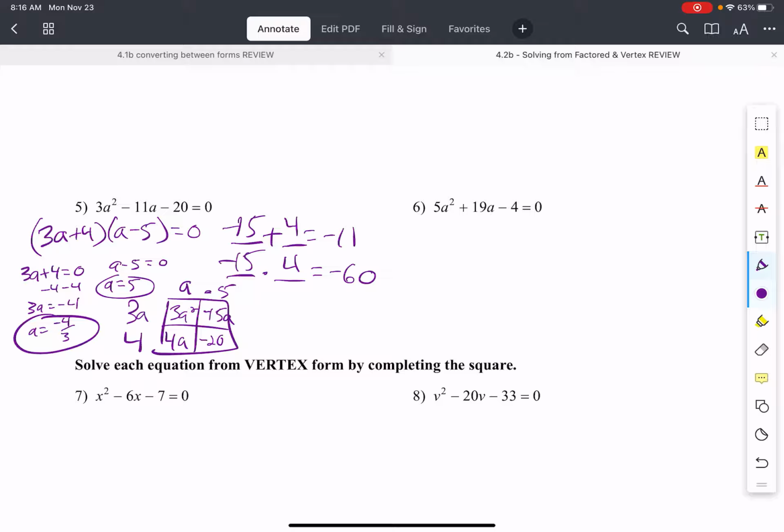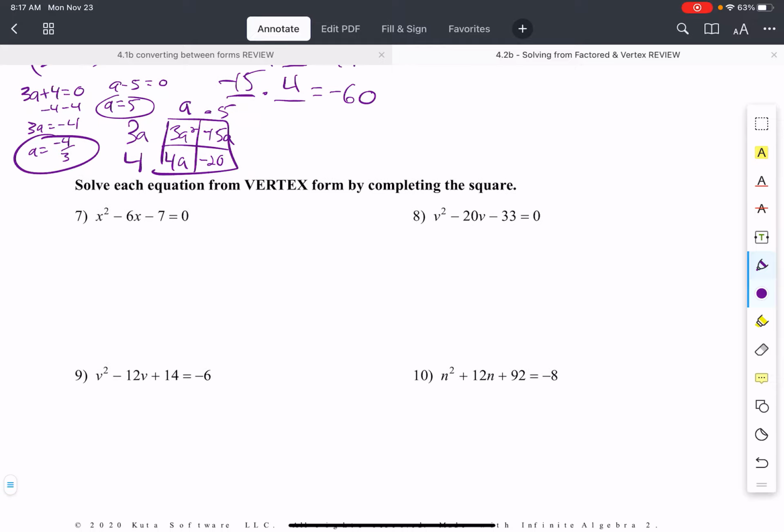Okay, I would do 6, but I could tell you guys are barely hanging on, so we're going to move on. My friends, now we need to review how to solve each equation from vertex form, okay? So what's the difference between what we just did and what we're about to do? Extra box. We want 5 boxes instead of 4, okay? So when I do my extra box, after I put in my x squared, what's the next thing I do? Divide the negative 6 by 2, so I get negative 3x.